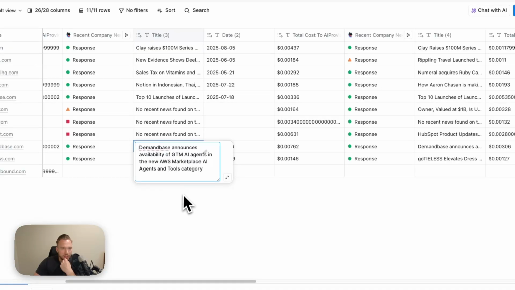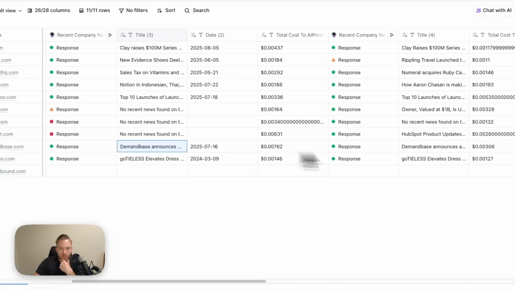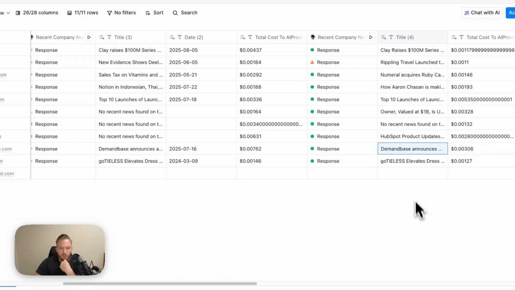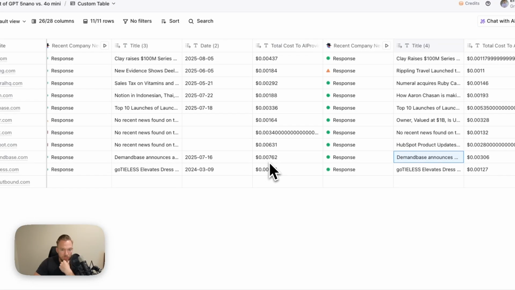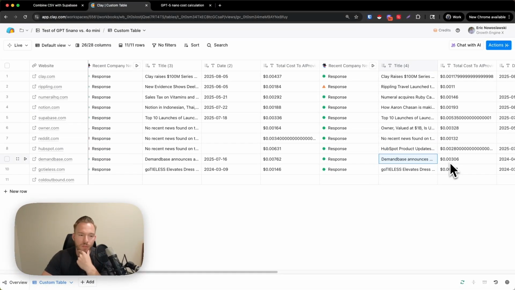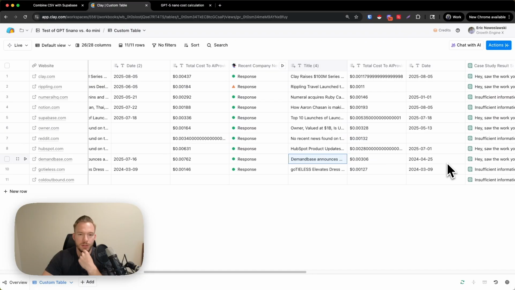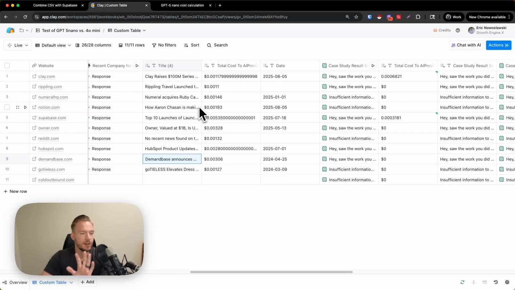Demand base announces availability of GTM AI agents. Okay, 716. Perfect. These are exactly the same. 0.007, 0.003, half the cost over here. What the heck are we doing? So then I thought to myself, okay, maybe it's just Clagent. Clagent is prompted for 4o-mini. Maybe that's just the way that it's going to be. Let's just use a regular AI instead.